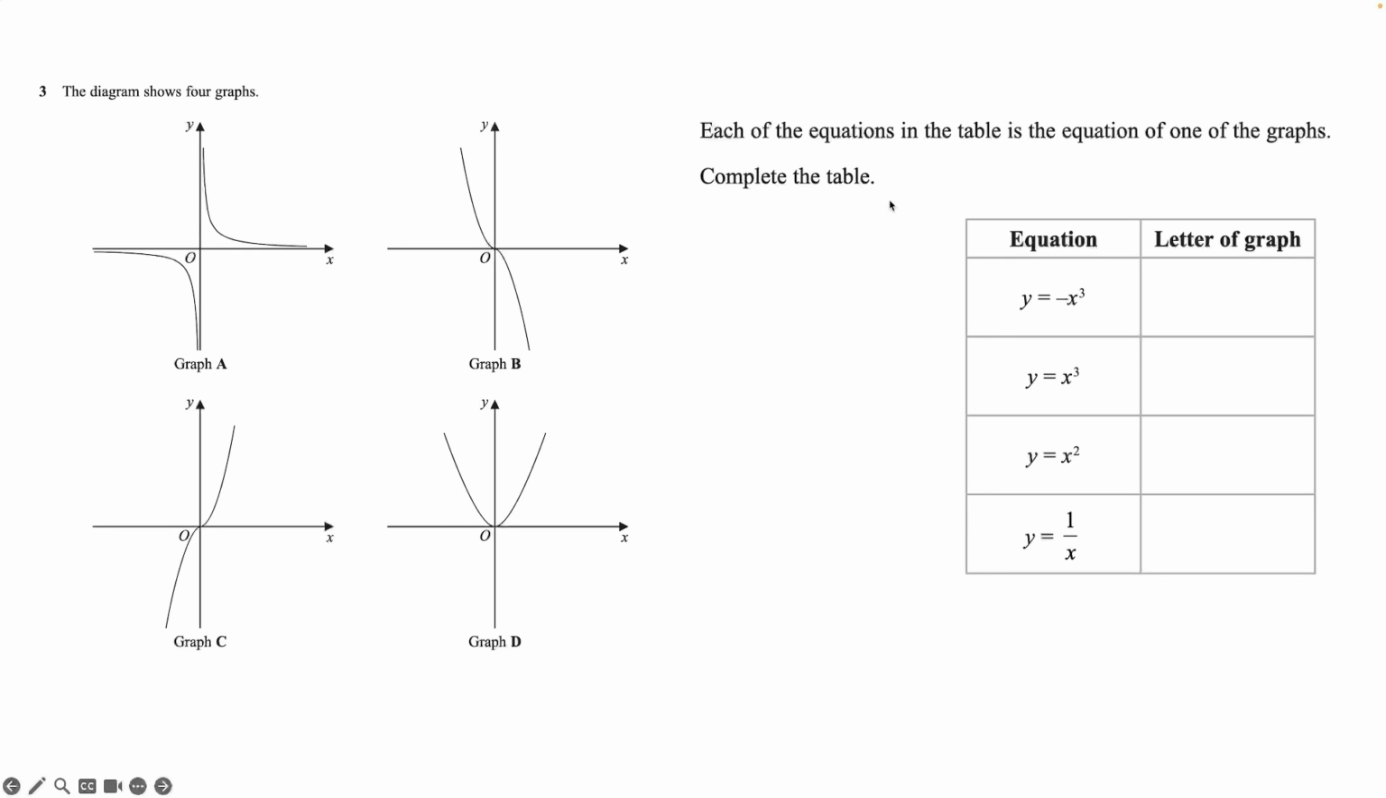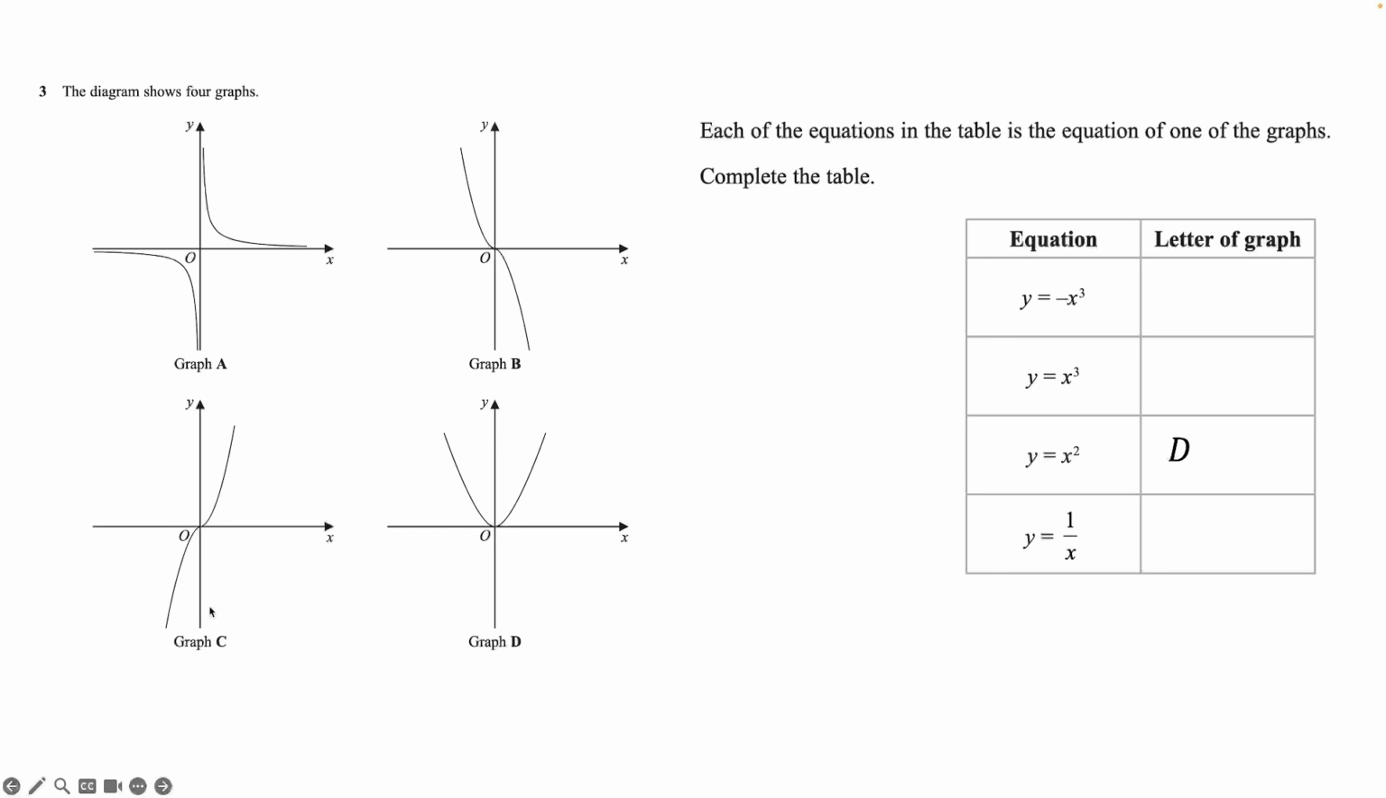So these graph questions, you should just have memorized. You should know what these graphs look like by heart. So very quickly, we should know what this one is, because this is a positive quadratic. Positive quadratics have a U shape to them. So this one is D.